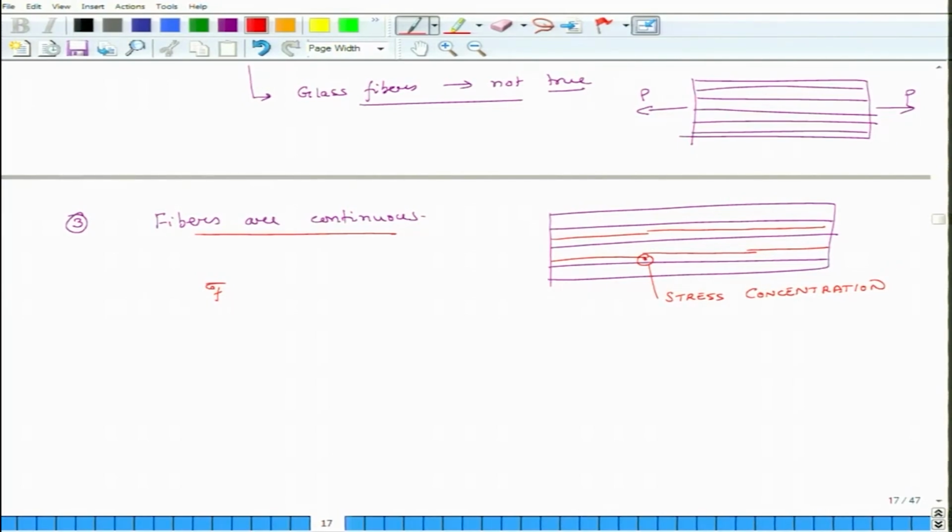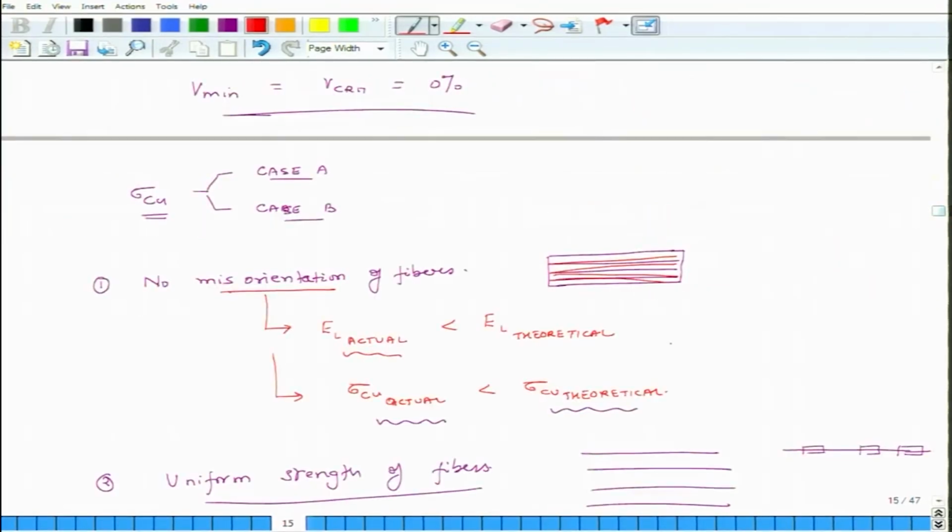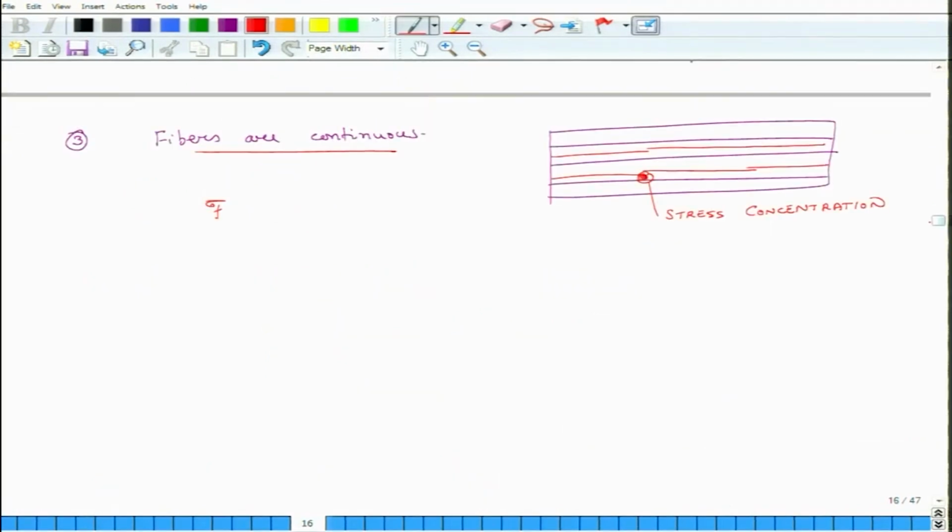What that means is that as I keep on increasing the stress, these fibers will tend to fail prematurely at their end locations, and once some things start failing, they cause other failures to happen also. Once again, in this case also you will have the same situation. The actual strength of the composite will be lesser than what we are computing theoretically.